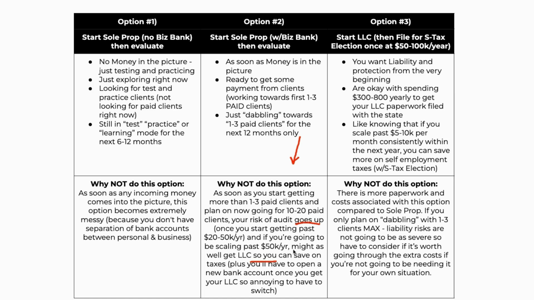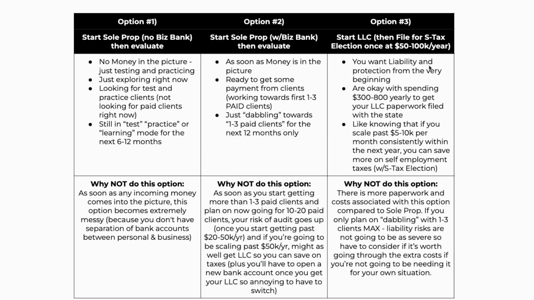Plus, if you see yourself getting to $50,000 a year, you might as well just go with option 3, because if you start a business bank account here with this option and then start an LLC, you're going to have to make a new bank account, which can be annoying to switch. That might be a reason why you might not want to do this option. But for those of you who are like, I'm just going to be doing this on the side, I'm really not going to exceed $25,000, $50,000, $75,000 a year for sure, I'm just dabbling here on the side, but I like being able to have the option to collect money, then having the business bank account with the sole prop would be a good option.